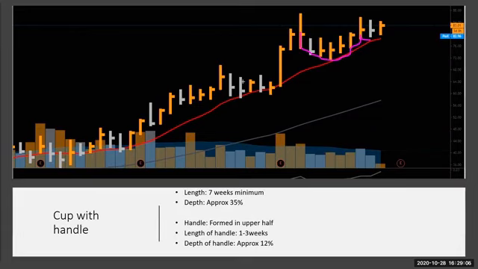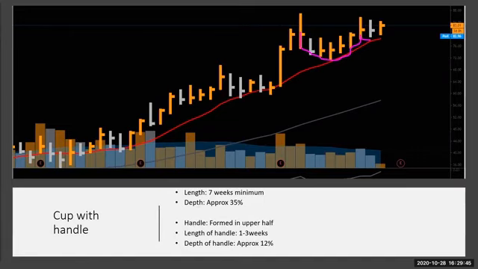I'm of the mindset that no one thing should kick something off the radar altogether. There should be a minimum criteria for what we look for, and we'll get into that. But as far as the patterns go, 7 weeks is the minimum for a properly formed cup with handle. If it happens to be a little bit less, that's okay. I wouldn't not consider it.